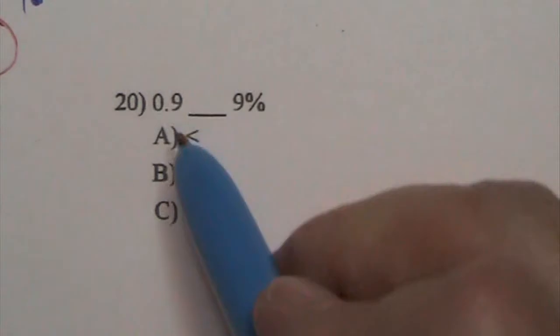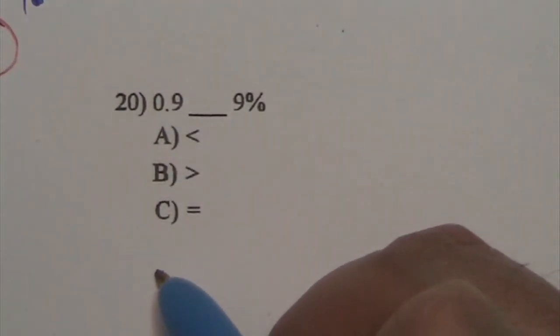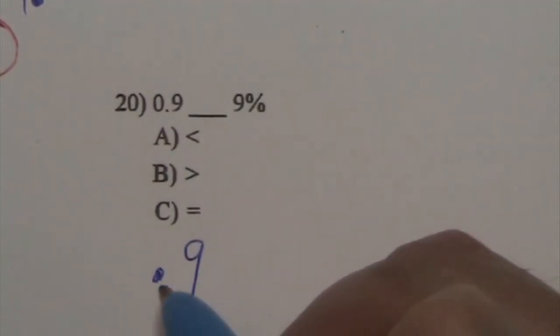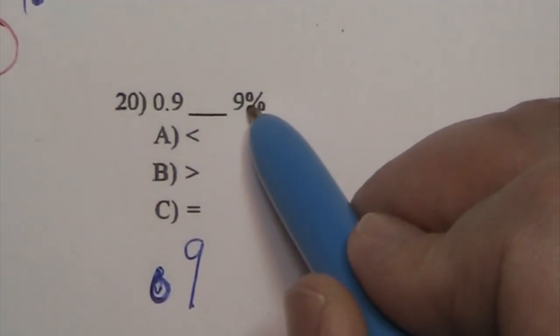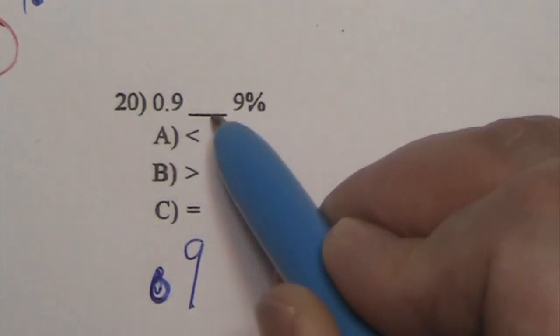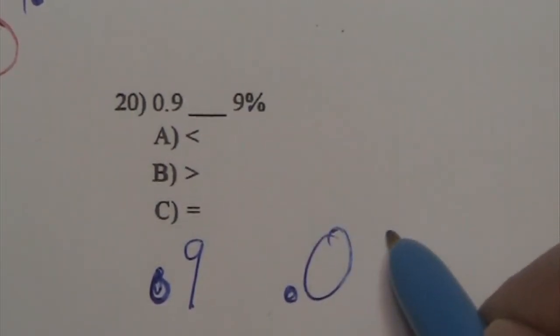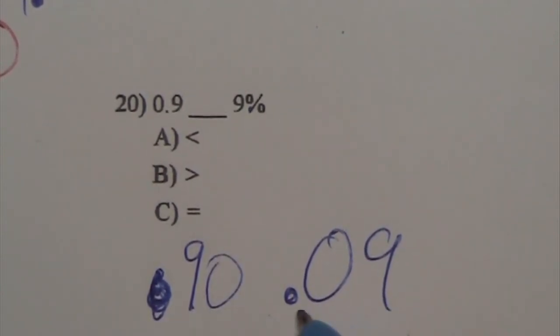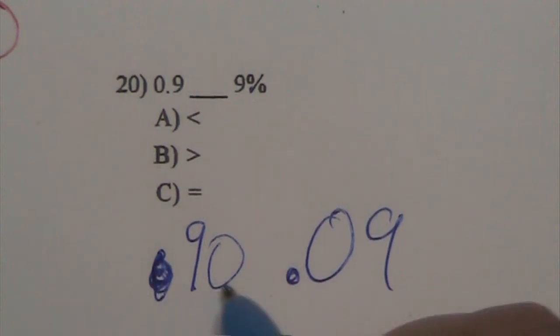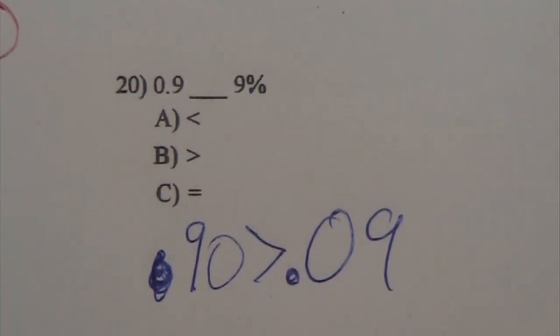Okay, on number 20, if I make them into decimals, this one is 0.9. And 9%, if I move the decimal over 2 spaces, 1, 2, it'll be 0.09. So you have 0.9, that's like 0.90, and 0.09. Well, 0.90 is more than 0.09. This is like 9 hundredths, 90 hundredths, and this is like 9 hundredths. More than is a correct answer.